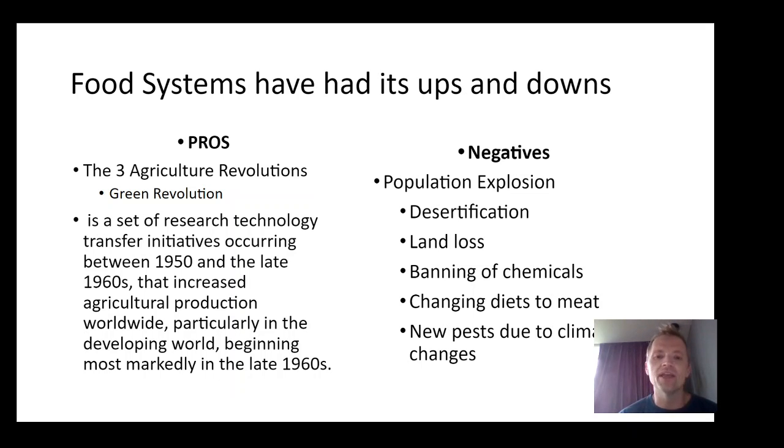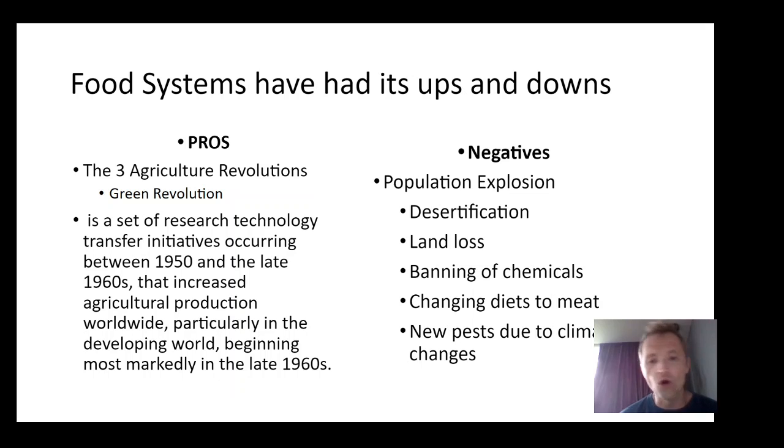We're outgrowing our pace, kind of thing. Now we'll actually talk about how we are producing enough calories for everyone. It's just more about distribution, but we have so many people in all the areas of the world that it is hard to keep up. And then we have desertification, land loss, banning of chemicals, changing diets to meat, which we'll talk about.